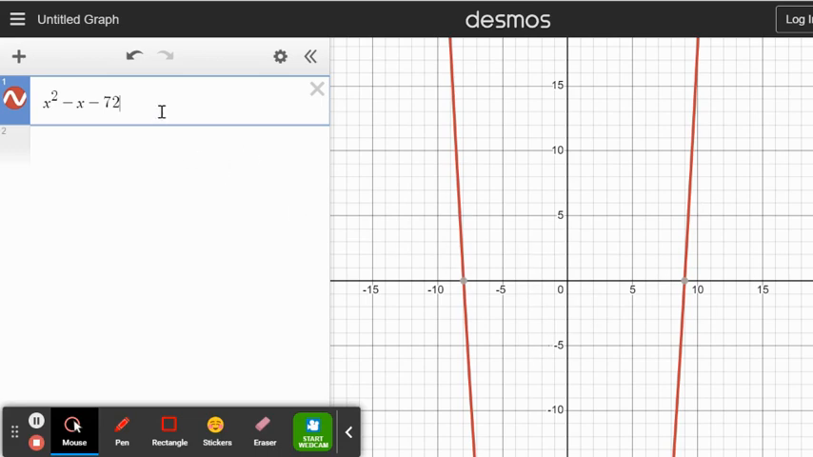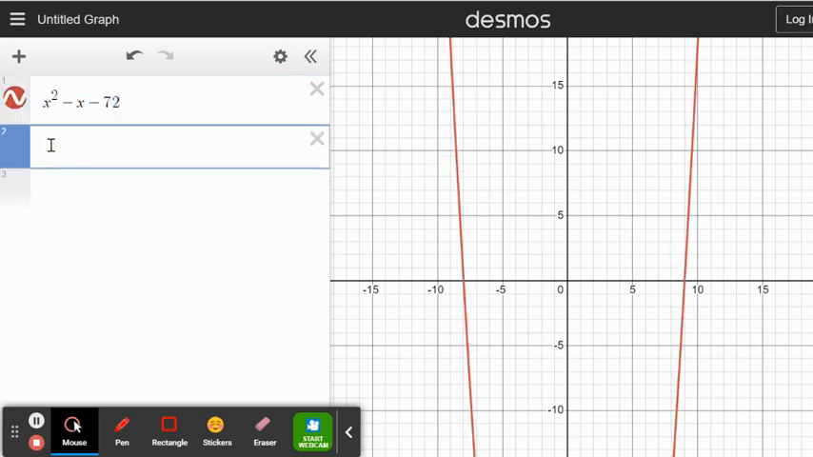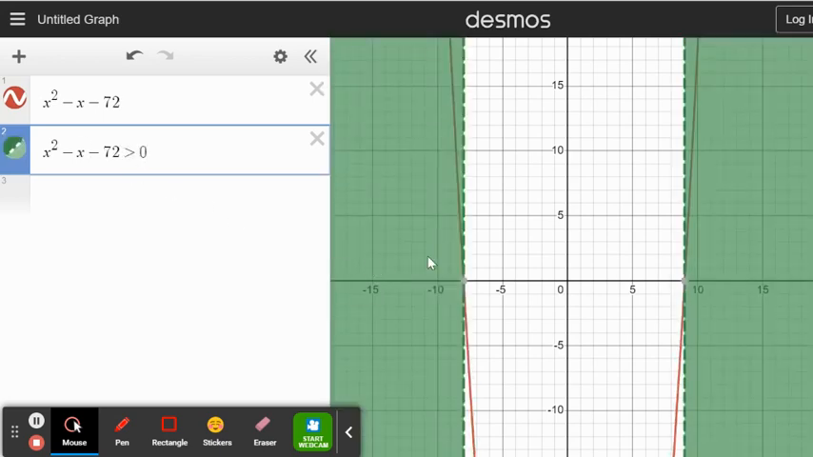But if I just copy and paste this into the next line below, and then go ahead and write the inequality greater than 0, what Desmos does for me is it shades everything left of negative 8, and then it puts a dotted line to not include negative 8, and then it picks up shading again at 9, and then it shades off to infinity to the right, all the solutions that are larger than 9.